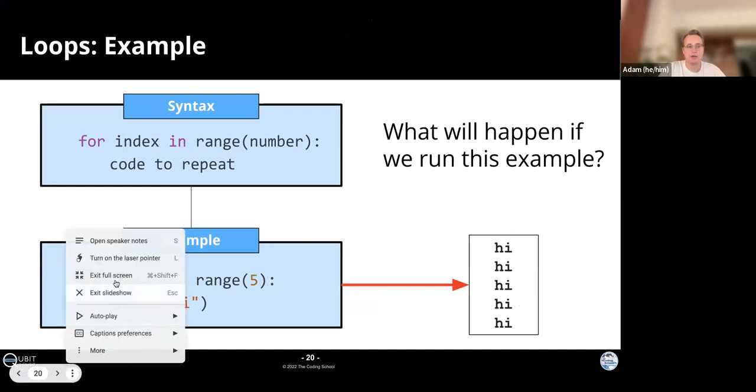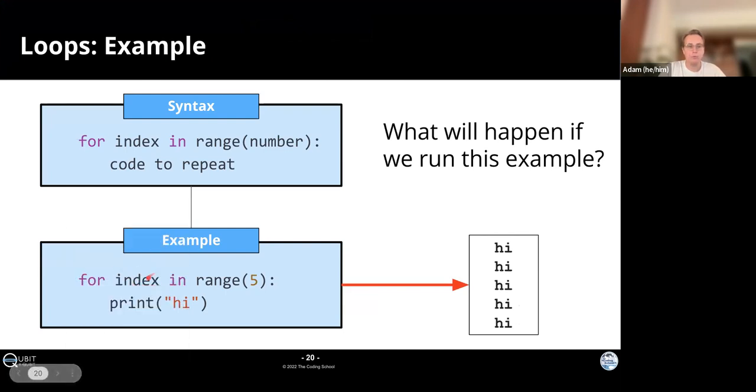So what we're saying here is for index in range 5 means repeat 5 times the command print hi. Remember, we saw this print function, this print command, which takes in whatever you give it and prints it out to the screen. So really all we need to know is, hey, I changed this number to be 5, and that tells me I will do this 5 times. 1, 2, 3, 4, 5.